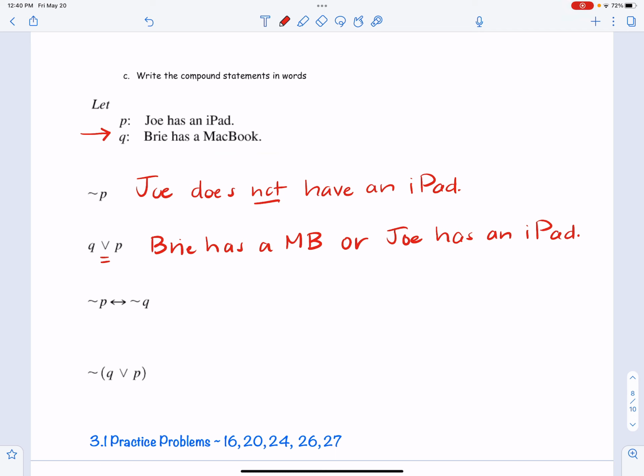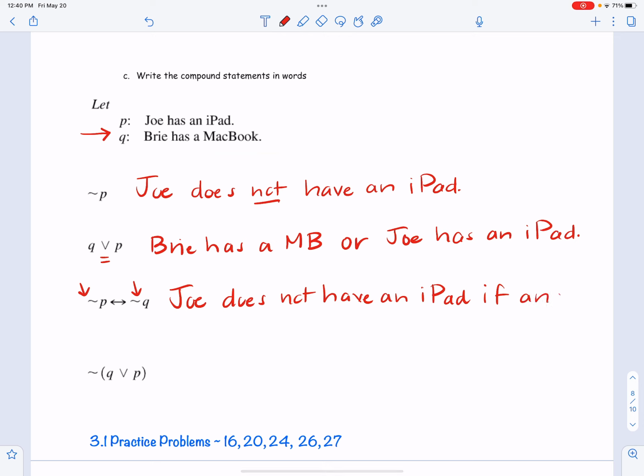All right, now in our next example, we have two negations. So both statements are being negated, and we have a biconditional. All right, that's the if and only if. So not P, we did this one already, is that Joe does not have an iPad. Then comes the biconditional, if and only if. And then not Q, another negation, would be that Bree does not have a MacBook.